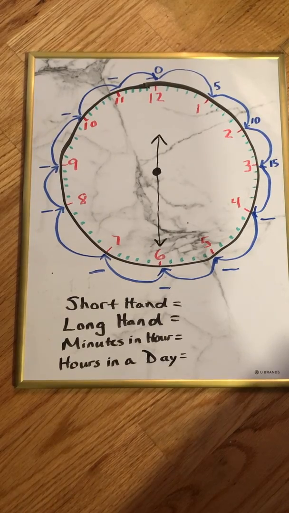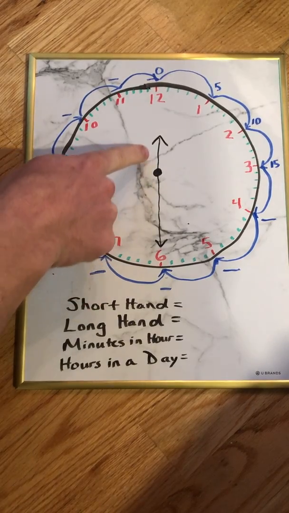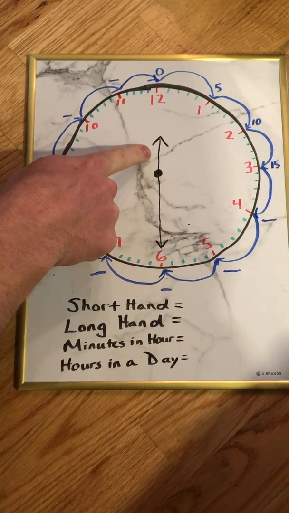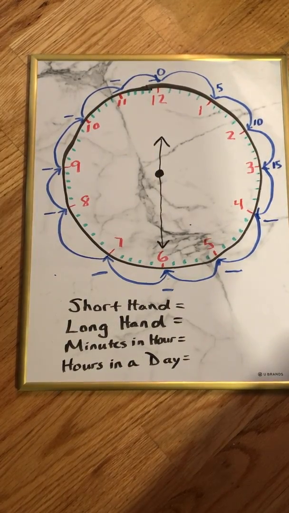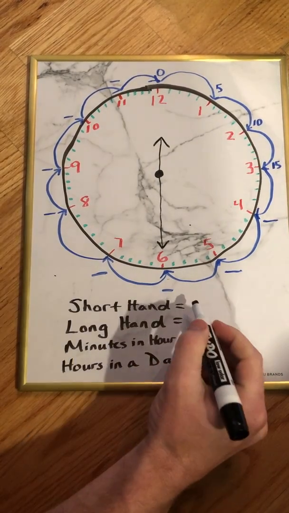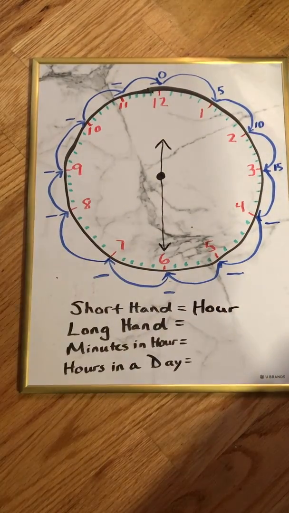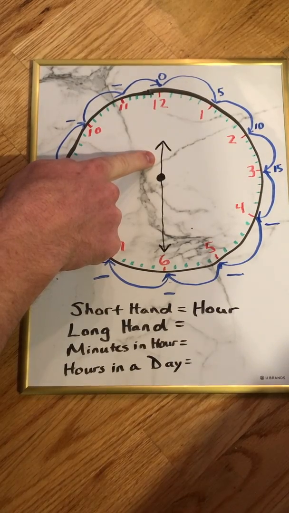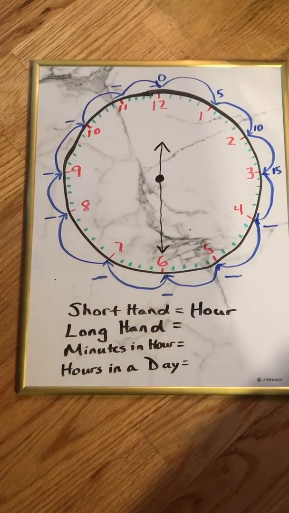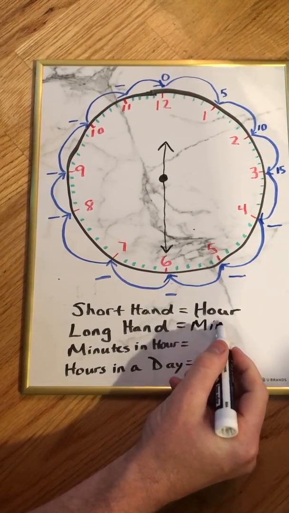First things first, they call this the shorthand and the longhand on a clock. This one right here, the shorthand, does anybody know what that represents? That represents the hour of the day. And then does anybody know what this longhand represents? Think about it. If this represents the hour, what do you think this would represent? The longhand represents the minutes.